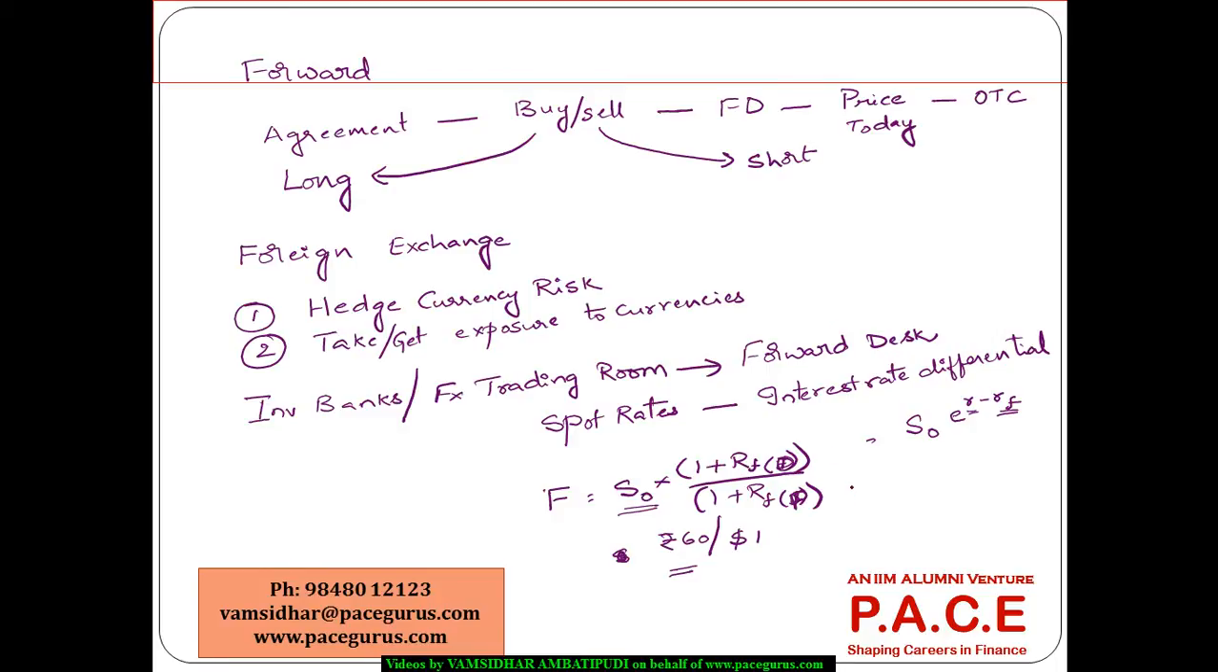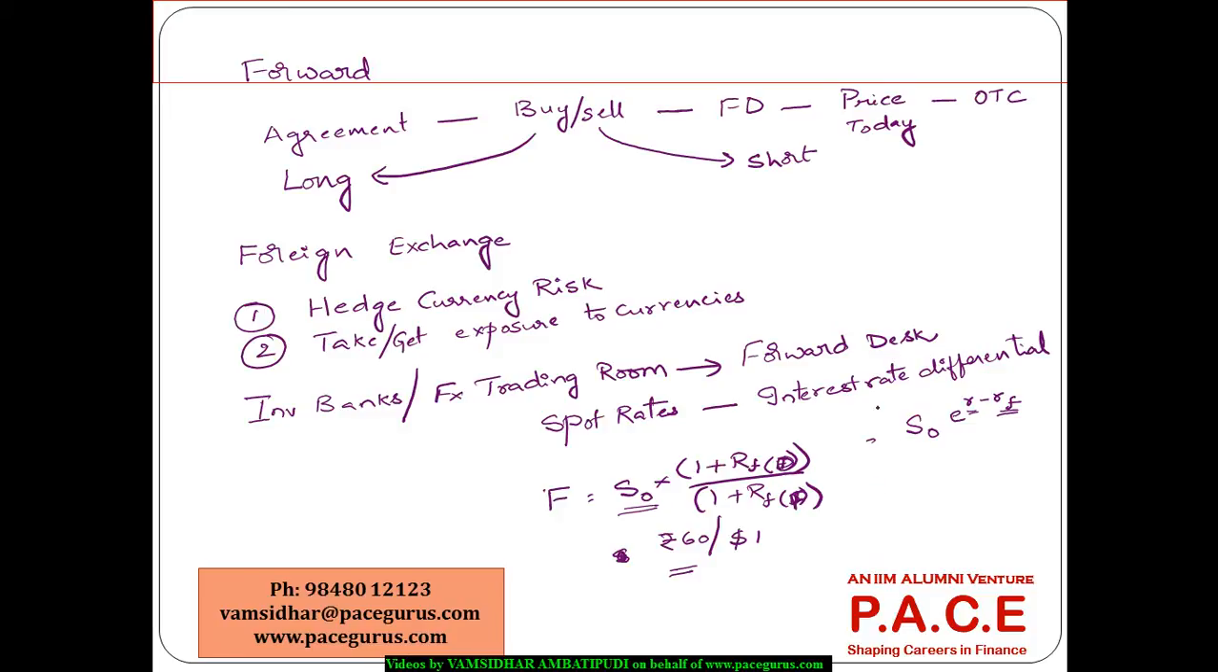So the moment I see that the domestic interest rate is much higher compared to the foreign interest rate, we see that the forward rate is going to be lesser than the spot rate. If the domestic interest rate is much lower than the foreign interest rate, then we see that the forward rate is going to be much higher than the spot rate, going with any of this kind of formula.